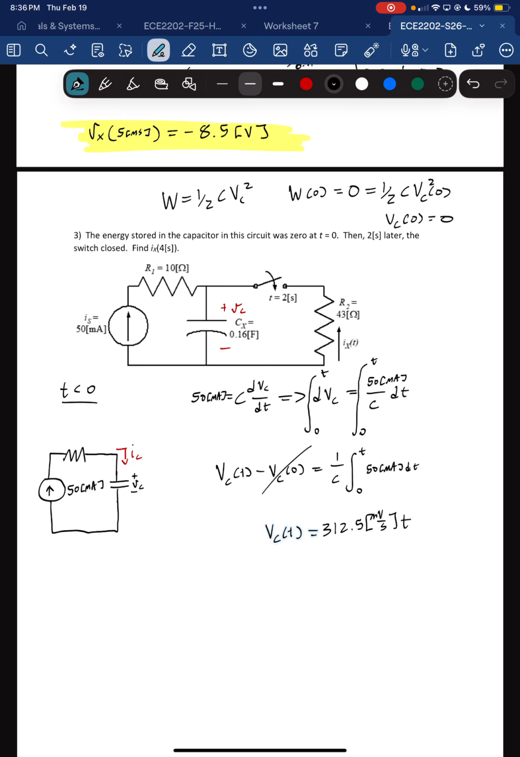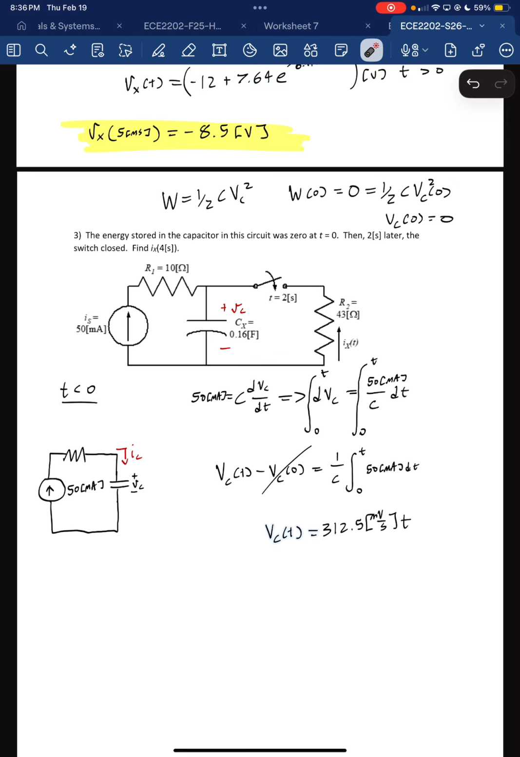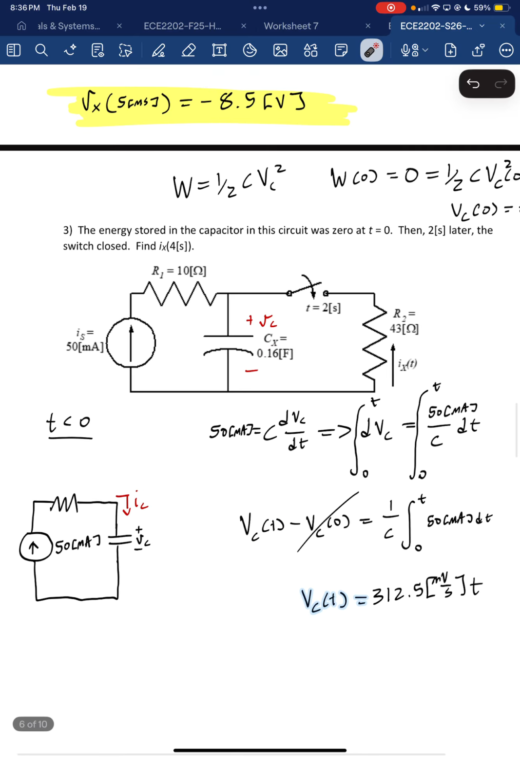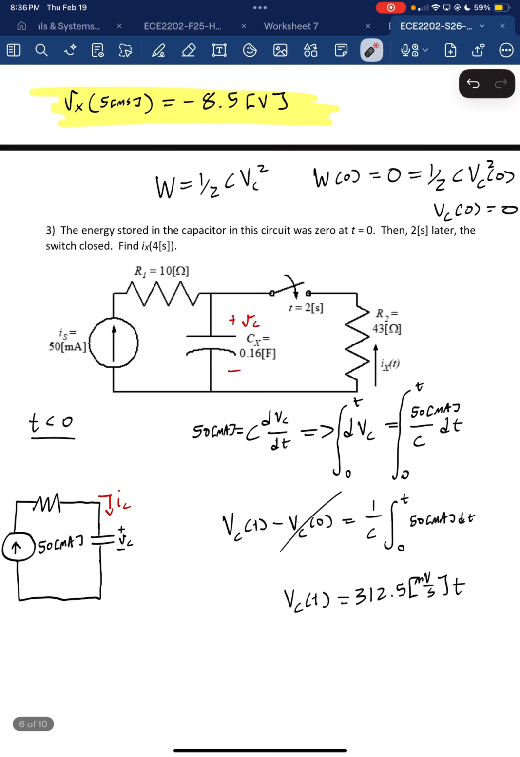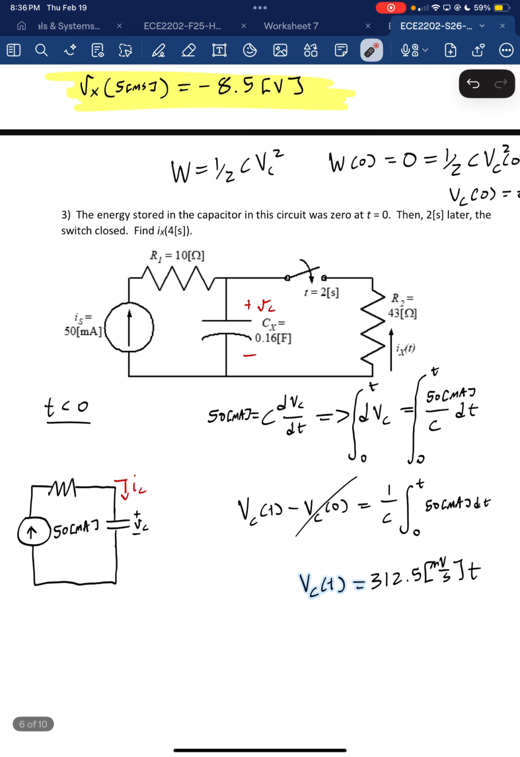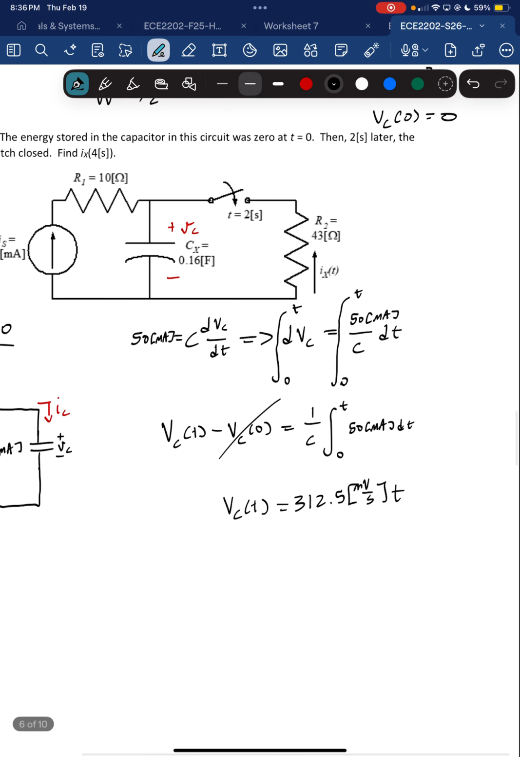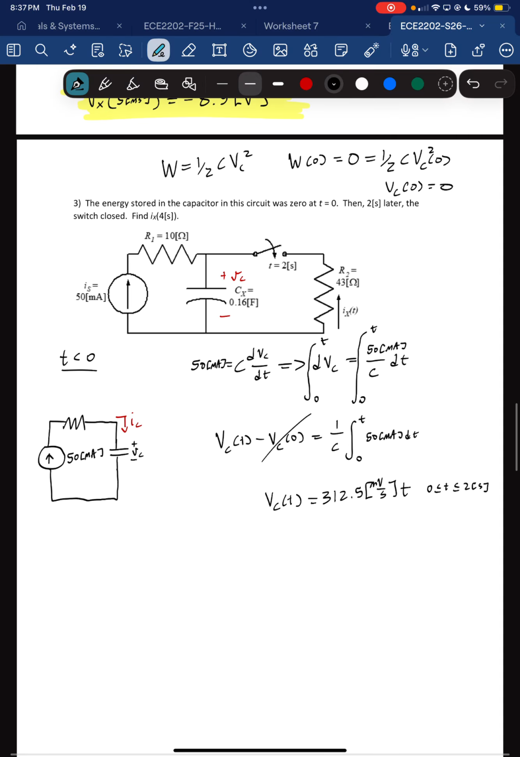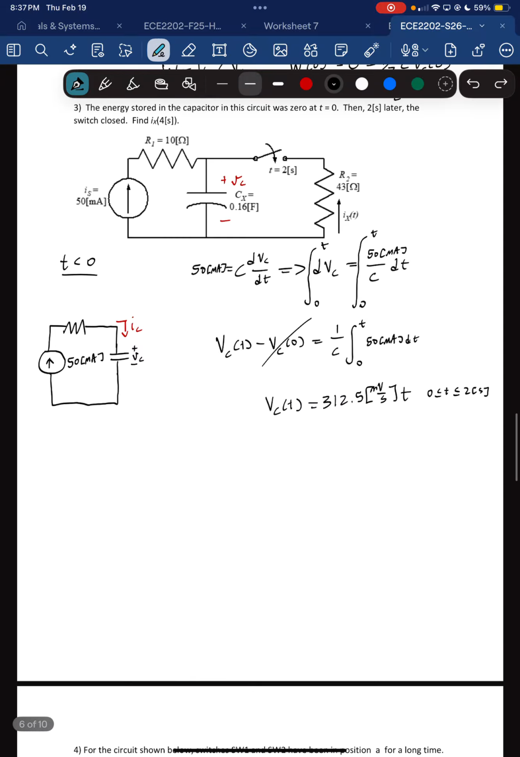Okay, now let me just kind of walk through that one last time, just so really hammer that down, right? So we're given the circuit and we're told that the energy stored at the capacitor at t equals 0 is also 0. And then it says that 2 seconds later, the switch is closed. Find Ix of 4s. And one more thing I want to write about this answer. This is valid for the following time interval, right? Because at t equals 2, the circuit changes, the switch closes. This equation is no longer valid. But between 0 and 2, it is valid, right?